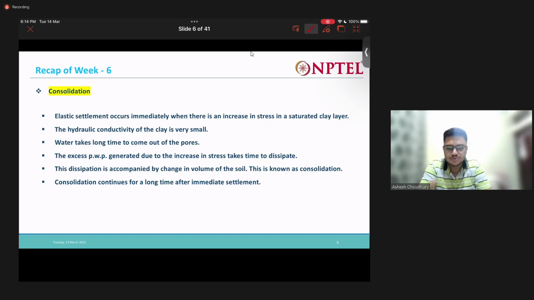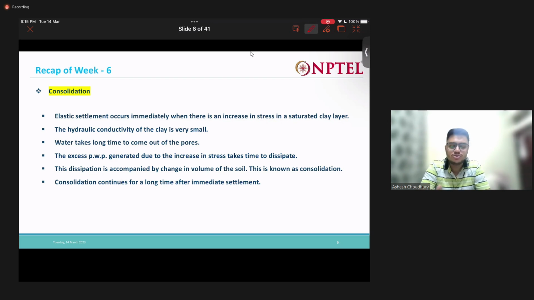So this complete process, where we apply some load, then there is an increase in pore water pressure, and then there is a gradual dissipation of the pore water pressure due to the drainage of the pore water, is accompanied by a change in volume of the soil. You can imagine, it is very intuitive, that as water is going out of the soil, there will be some settlement of the soil. This settlement is known as consolidation settlement. Settlement means change in volume, a gradual volume change which occurs. So this is known as consolidation.